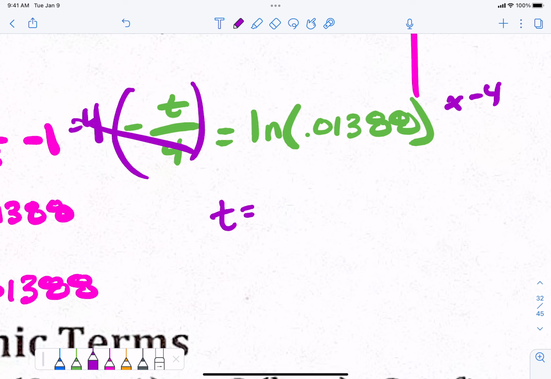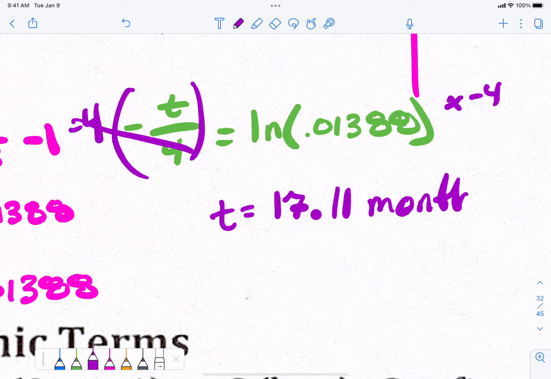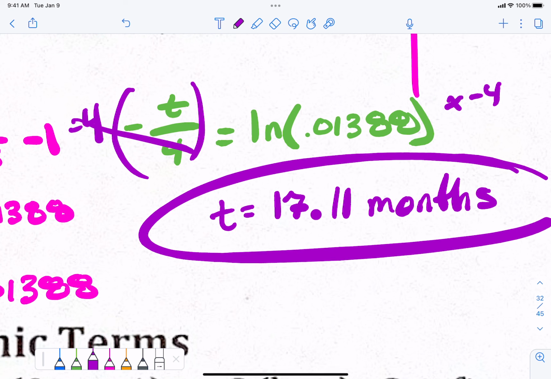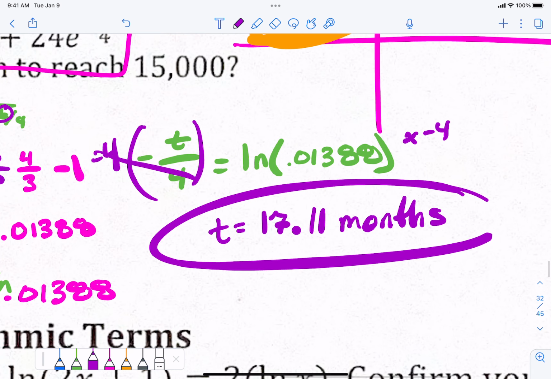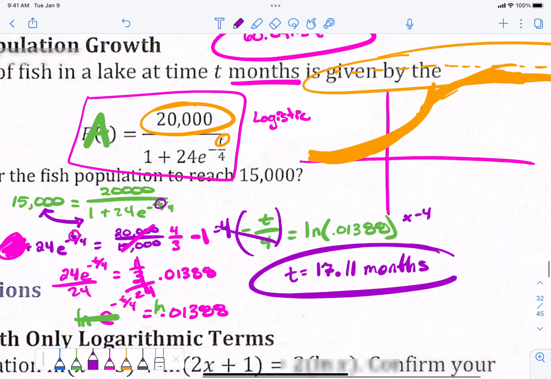17 point what? 1. And that is in months? Years. I think it's in months. I think above it says in months. So about 17 months is when it will reach 15,000. What's my max capacity for this? 20,000. Okay. So maybe by the end of 2 years we're at max capacity and they're going to start to die off, right? Okay.